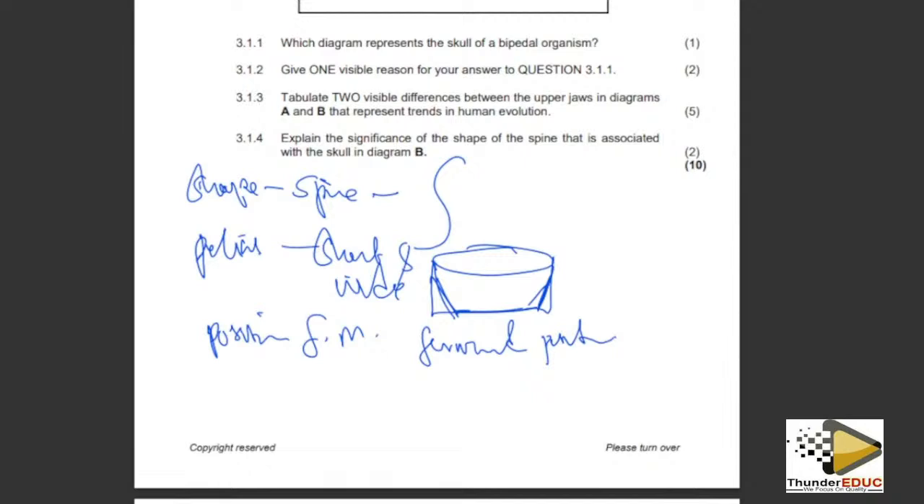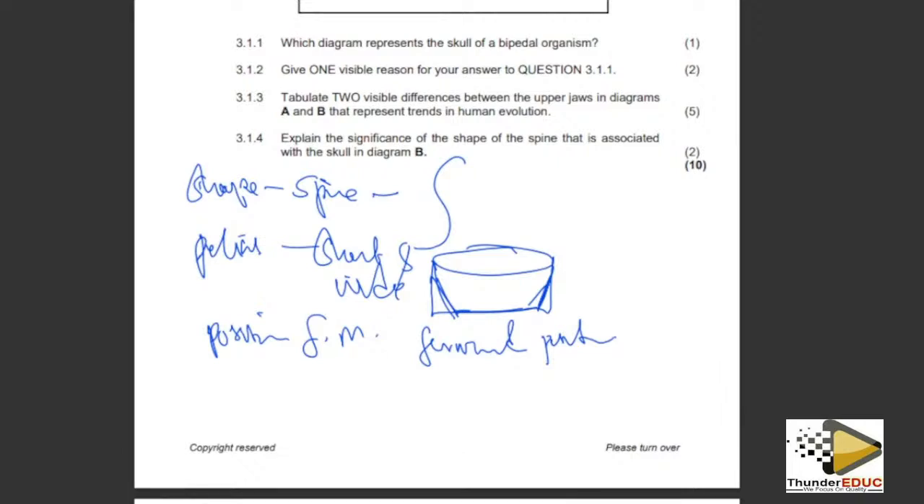We changed this. You don't just say that bipedalism is walking on 2 limbs. Which limbs? Hind limbs or forward limbs? You have to tell us walking on 2 hind limbs, or walking on 2 lower limbs, or walking on 2 feet. But we prefer walking on 2 hind limbs. If you're using limbs, it must have the word hind limbs.